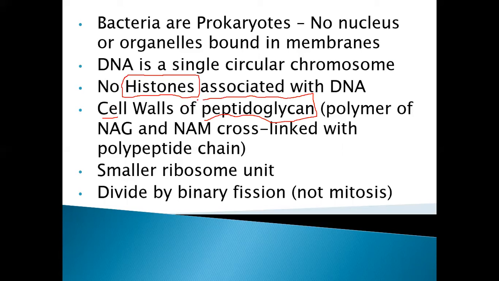Peptidoglycan, right? And it contains two polymers, NAG and N-acetylmuramic acid, and NAG and glutamate. All right. So it also contains small ribosomal units, and these ribosomal units are very important for the production of protein, or protein synthesis. And of course, they are produced via binary fission, right?